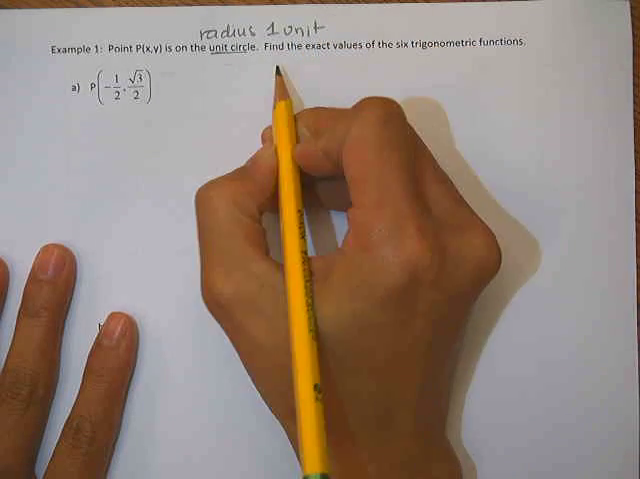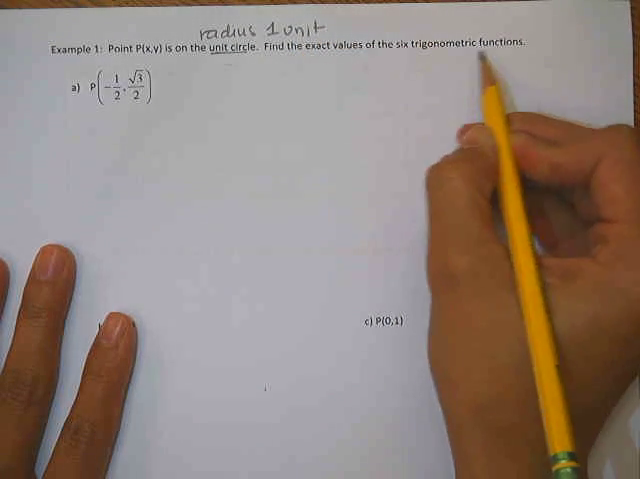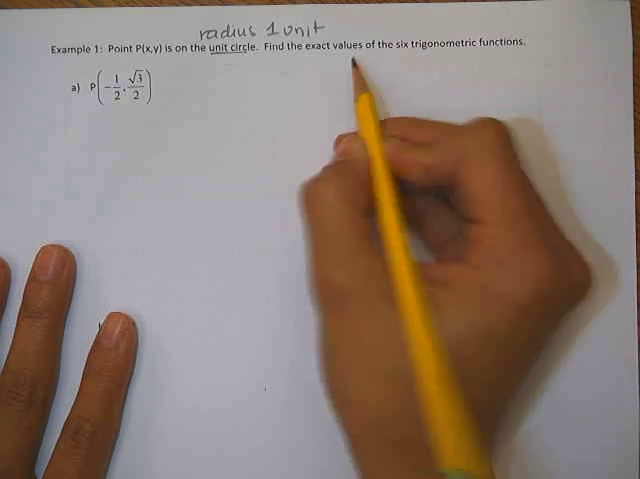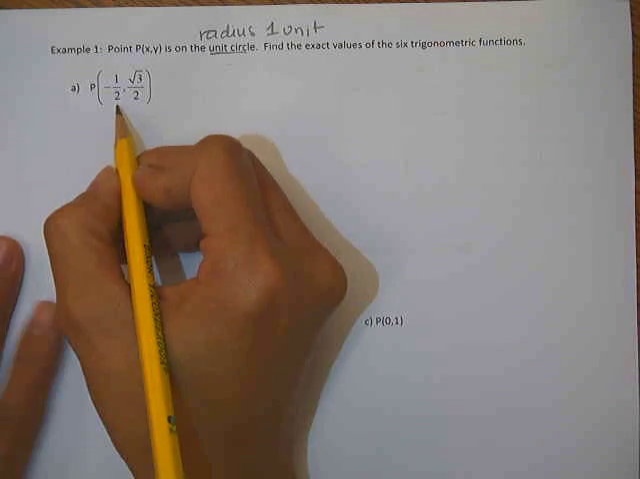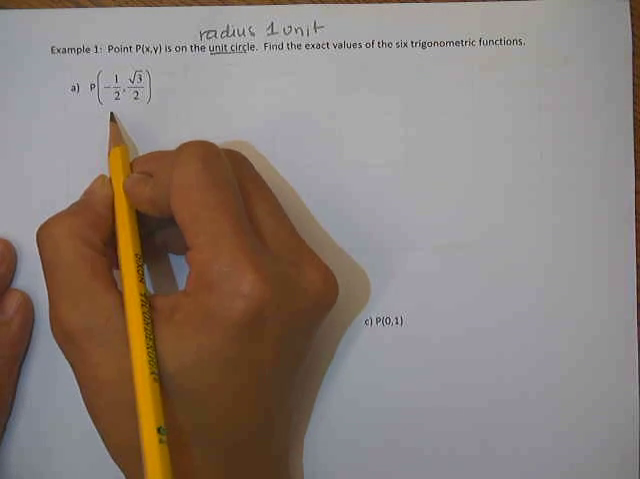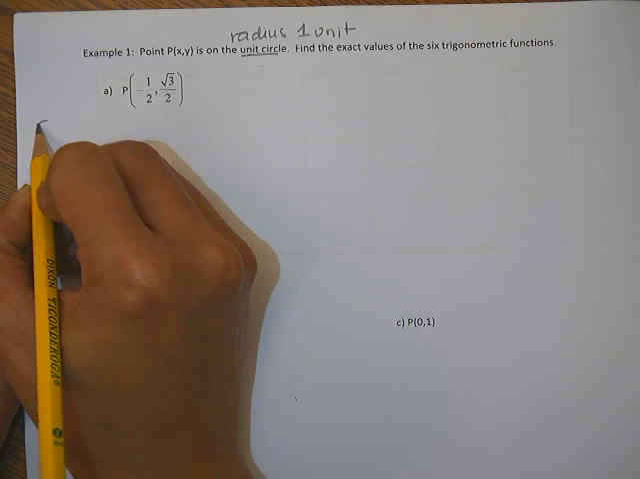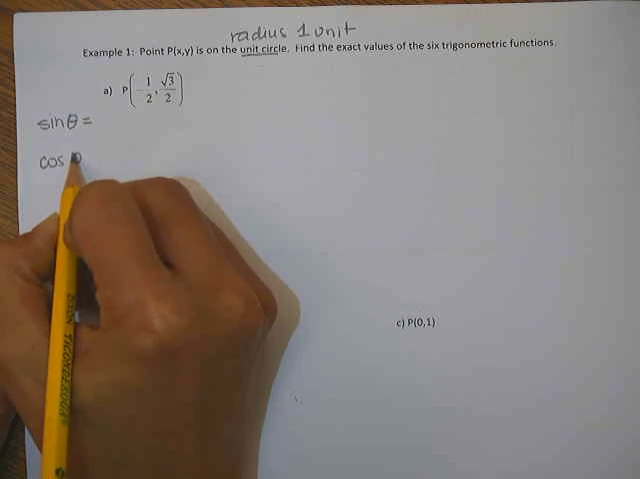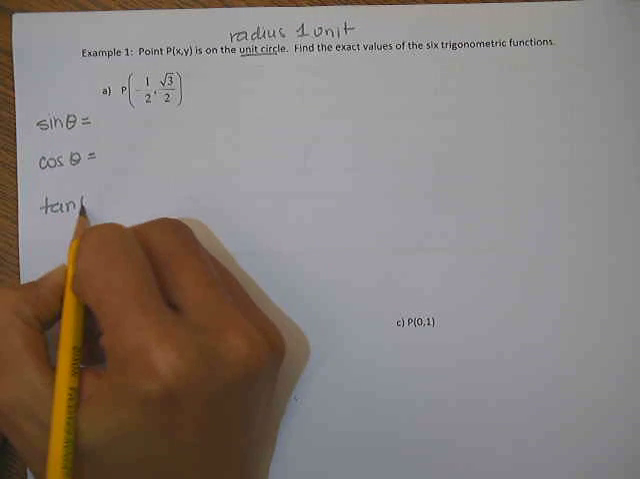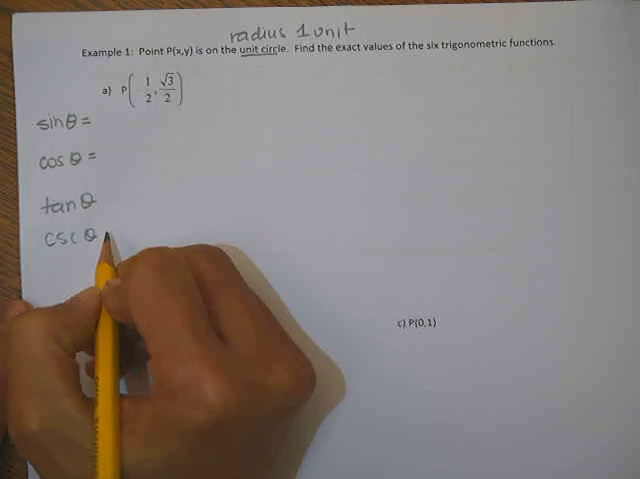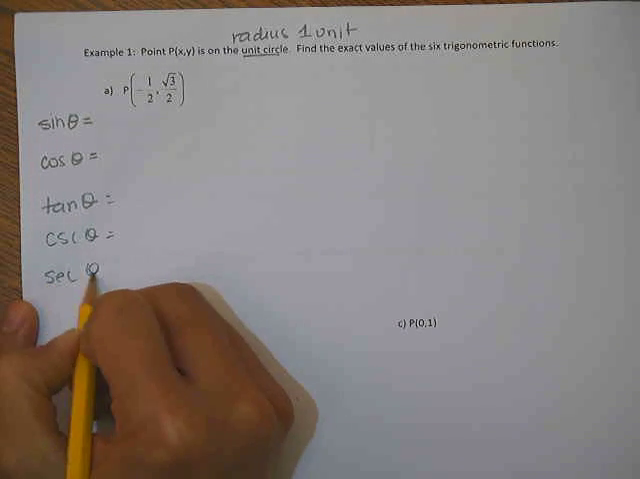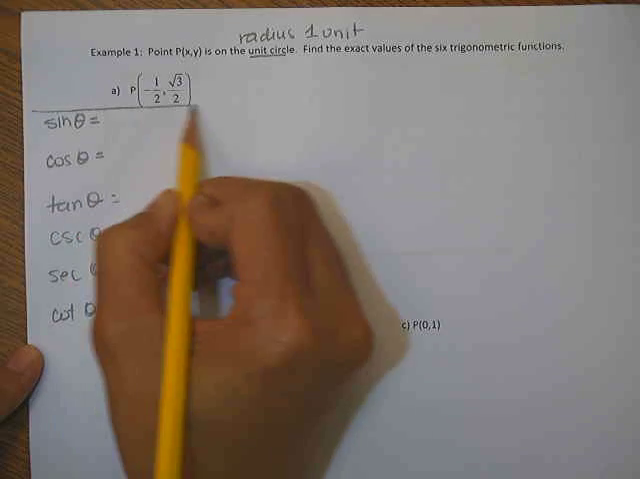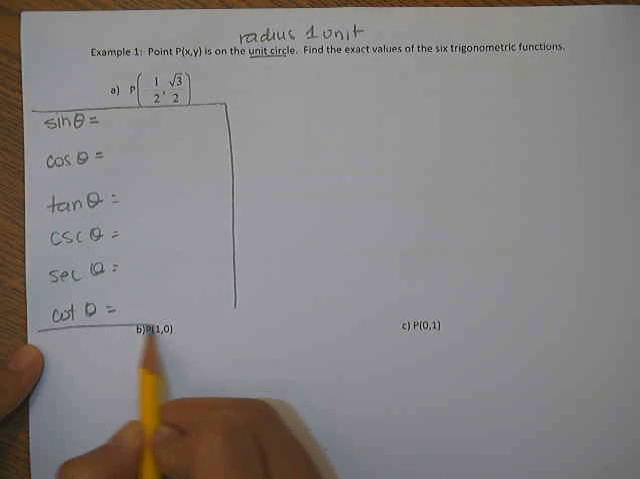That's what it means. Find the exact values of the 6 trigonometric functions. Anytime you see the words find the exact value, you are not allowed to use a calculator. You can do this multiple ways, but first I'm going to write down all my 6 trig functions: sine of theta, cosine of theta, tangent of theta, cosecant of theta, secant of theta, and cotangent of theta. These are the 6 trig functions that I'm supposed to find the solutions for.